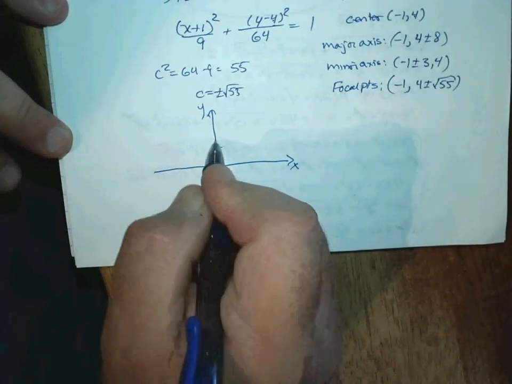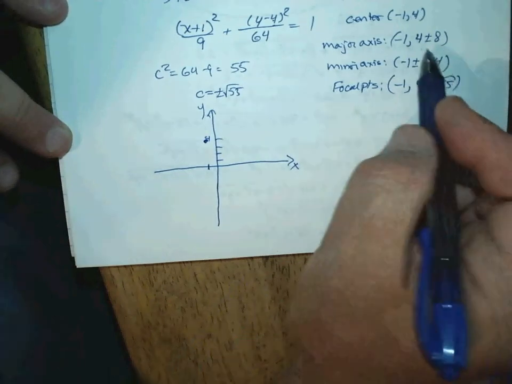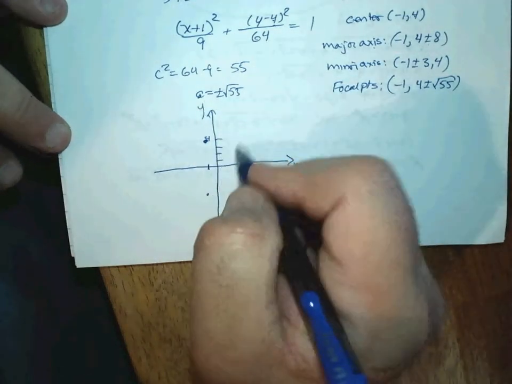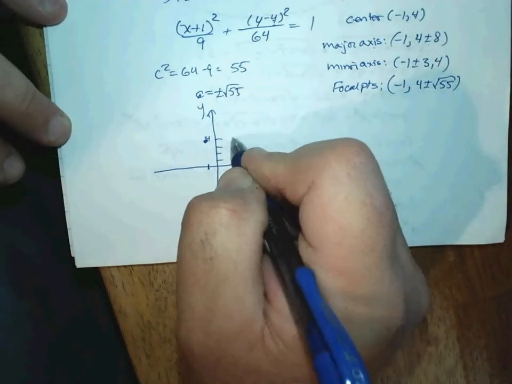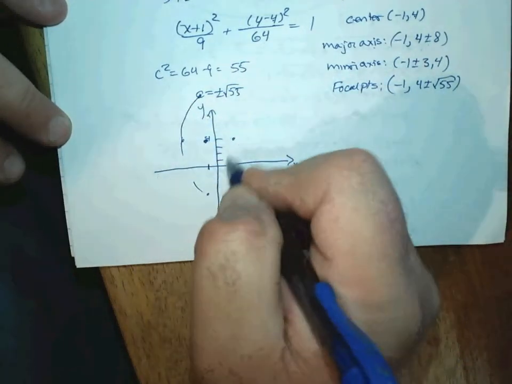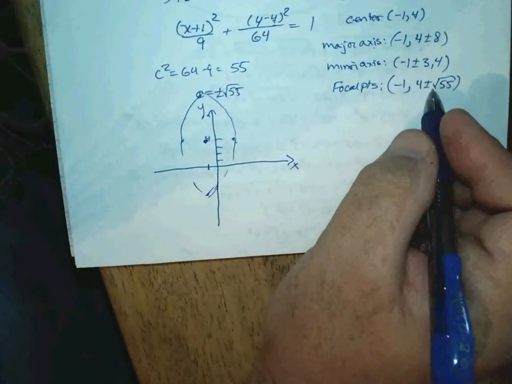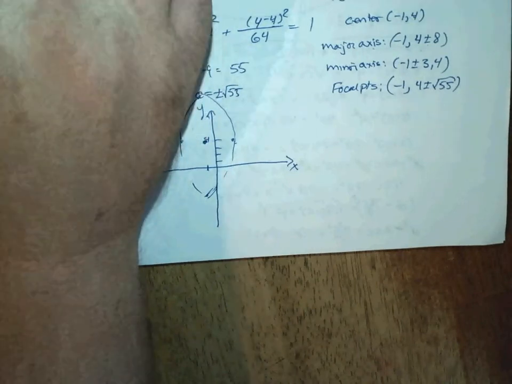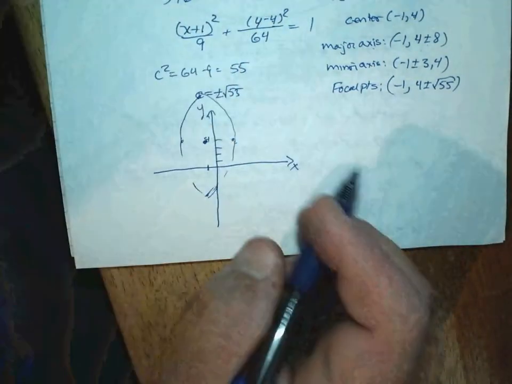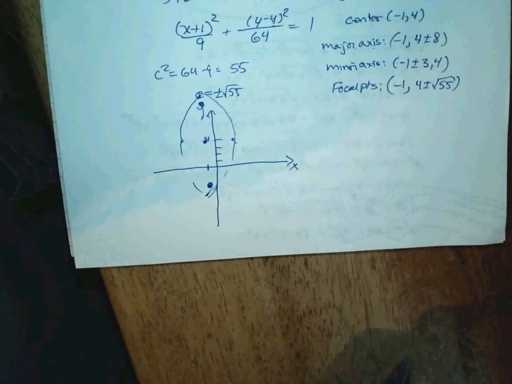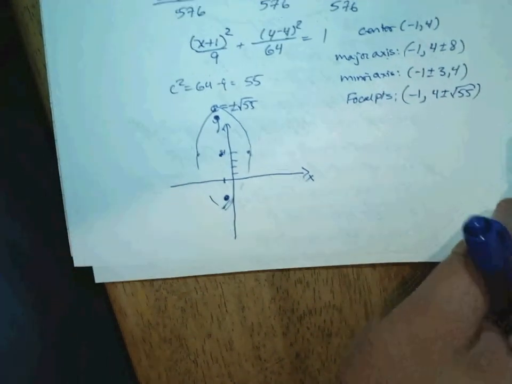Alright, so what does this thing look like when we graph it? Again, our center, -1, 4. The major axis, we're going to go up 8, down 8. We're going to go right and left 3. And it's going to look like this shape here. And the focal points, root 55. So 55 square rooted gives me about 7.5. So almost all the way up to here and down to here for the focal points. And we've got the graph.